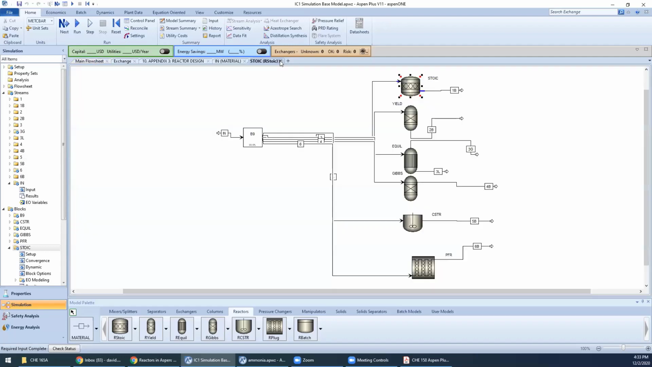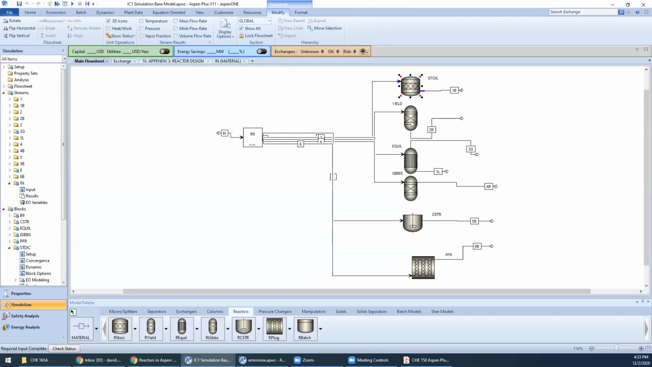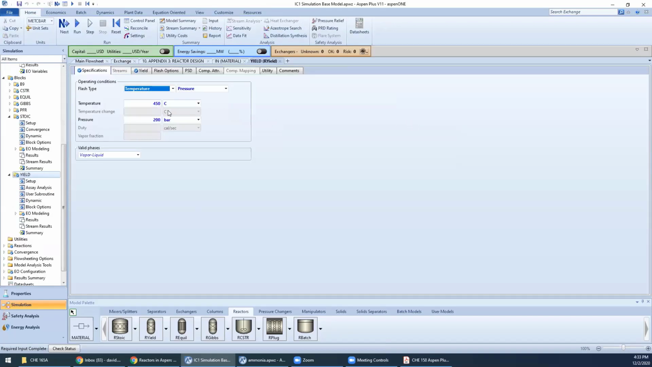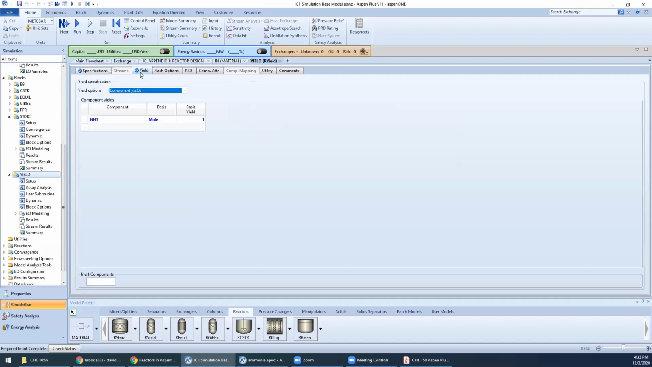So you just exit that one. So going back here, now take a look at the yield. So the yield, again, we can specify temperature change, pressure, duty, vapor fraction, same as always. And so the yield one here says we want to see what would happen if we were to have 100% conversion to ammonia on a mole basis. And you can also choose mass, of course.